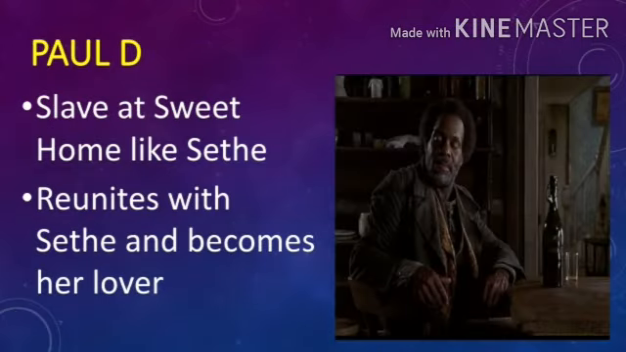Paul D. He is a slave at Sweet Home with many painful memories like Sethe. He represses his painful memories as a slave. After many years, he reunites with Sethe and begins to have a romantic relationship with her. He thus becomes Sethe's lover.